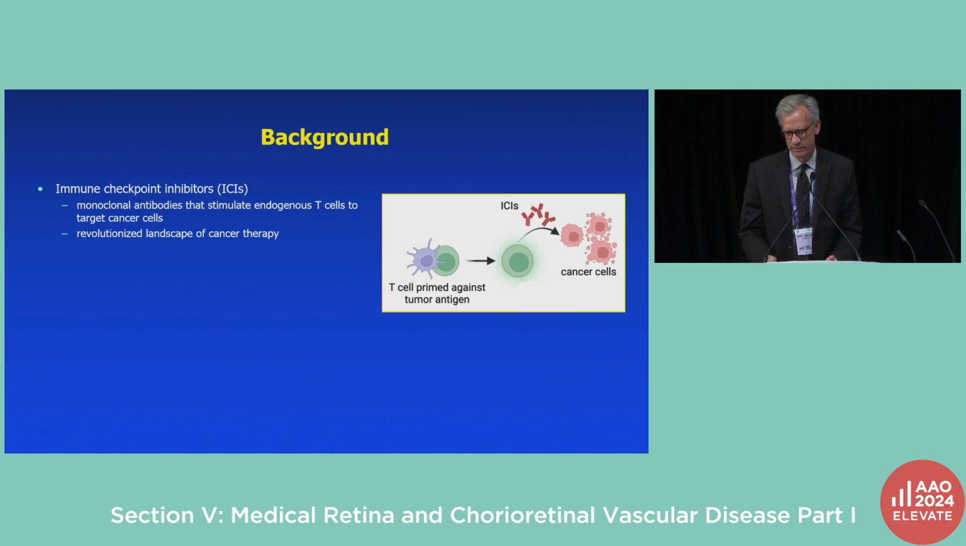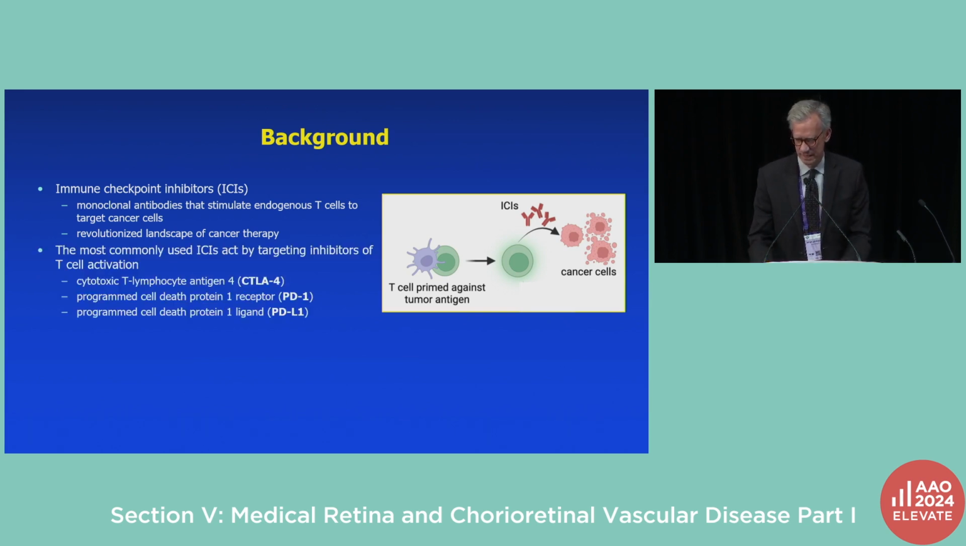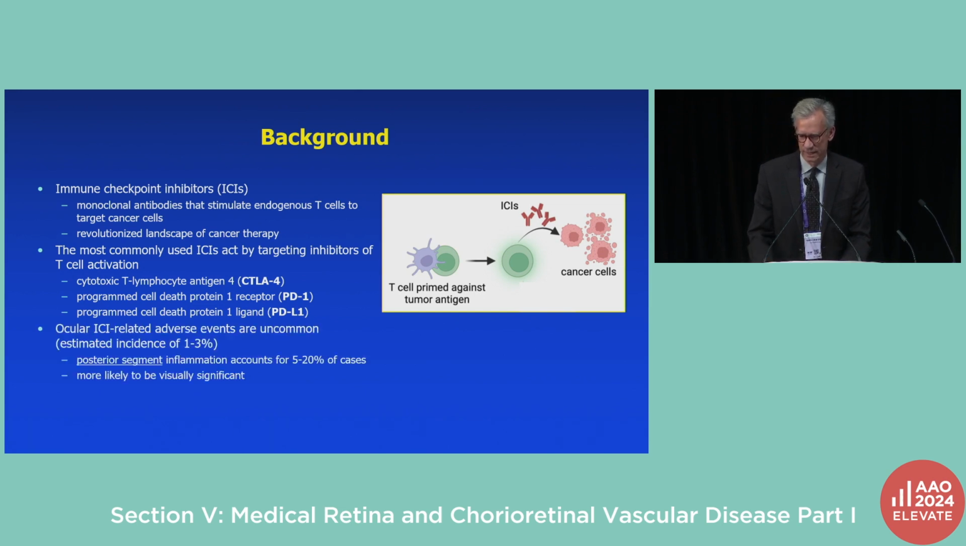As we know, immune checkpoint inhibitors are monoclonal antibodies that stimulate endogenous T cells to target cancer cells and have revolutionized the landscape of cancer therapy. The most commonly used ICIs act by targeting inhibitors of T cell activation, especially CTLA-4, PD-1, and PD-L1. Fortunately, ocular ICI-related adverse events are relatively uncommon, occurring in 1 to 3% of patients. Posterior segment inflammation accounts for about 5 to 20% of cases and is more likely to be visually significant.